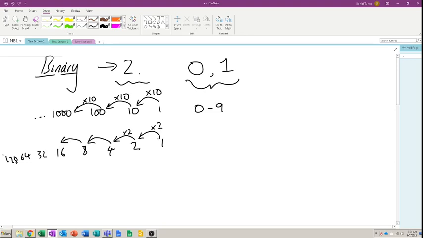This is the binary number system. It uses ones and zeros, and its columns are powers of 2. So every column, the next column along, is times 2 of the previous one. So to get from 2 to 4 we times by 2, and to get from 4 to 2 the other way we divide by 2.